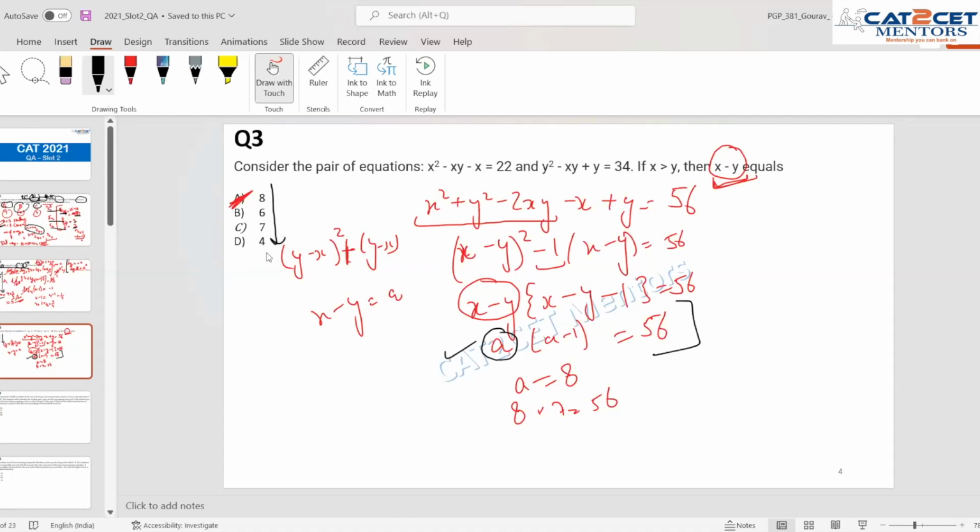Like if you put a equals 4, then it will be 4 into 3 equals 12, which is not equal to 56. So option D is wrong. Let's put 7. 7 into 6 equals 42. Again not equal to 56. Eliminate. 6 into 5, 30, not equal to 56. Again wrong. The answer comes out to be option A, 8.